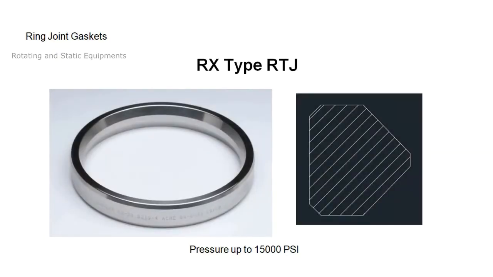Next we will go for RX type RTJ gasket. RX type gaskets fit into the same groove sizes as the R type gaskets for interchangeability. The RX type gasket is wider than the R type gasket, hence the flange face to face separation will be higher when compared with the R type gasket. These types of gaskets are used for up to 15,000 psi. This cross section gives the gasket a self-energizing effect. This type of gasket is used for more sealing points, and resists vibrations and shock loading.